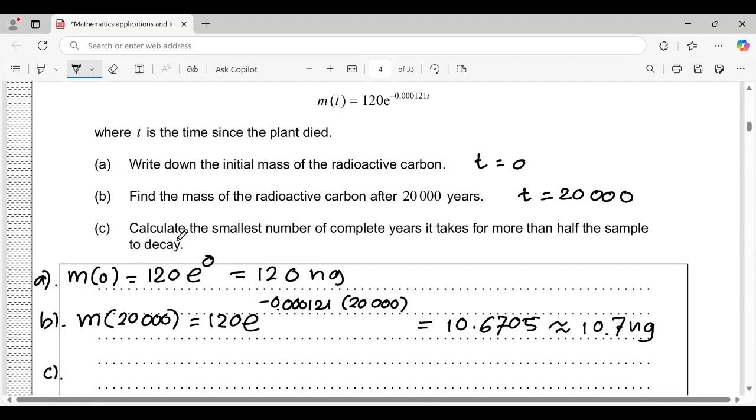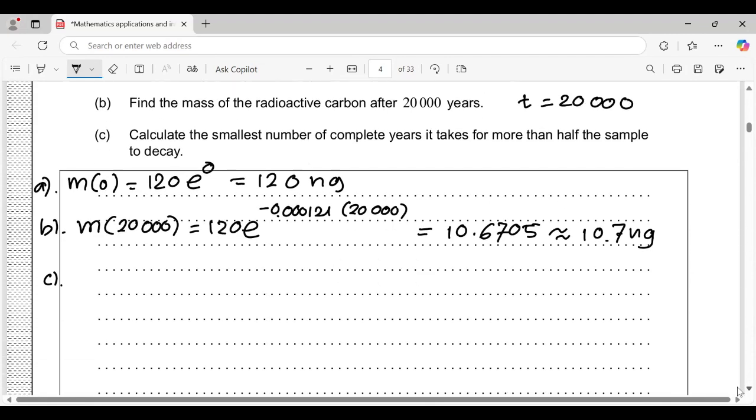C. Calculate the smallest number of complete years it takes for more than half the sample to decay. So we need to find first the half of the initial mass. Half of the initial mass is 120 divided by 2 equals 60 nanograms. So this is the half of the initial mass.